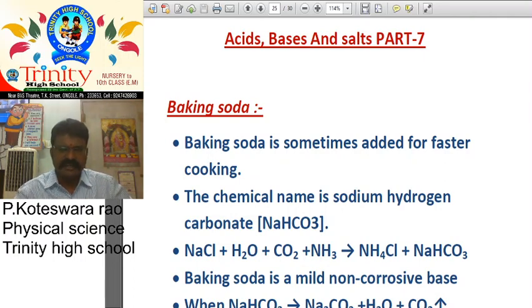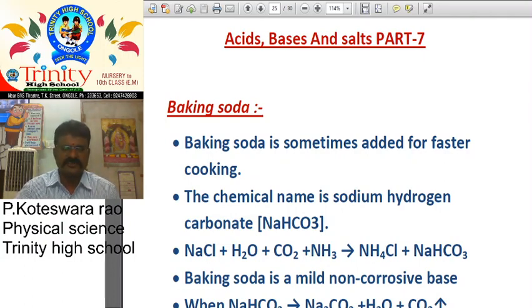And after that, baking soda is a mild non-corrosive base. Mild, little, gentle. It is not affected. Gentle. Mild non-corrosive base. It does not form rust. Non-corrosive base. So you can easily understand that baking soda is one example of a base. Okay. And after that, what happened?